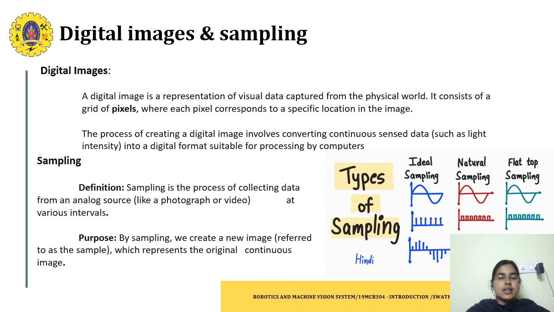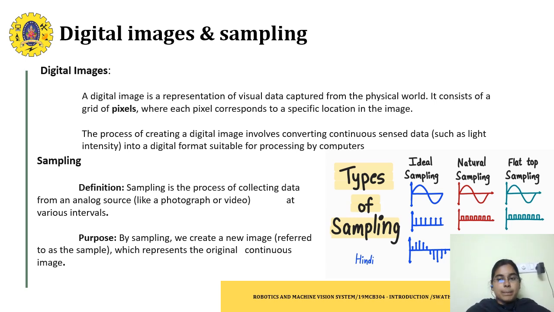The next one is digital images. A digital image is a representation of visual data captured from the physical world. It consists of a grid of pixels where each pixel corresponds to a specific location of the image. The process of creating a digital image involves converting continuous sensed data, that is analog data, such as light intensity, into a digital format suitable for processing by computers. So the digital image is nothing but the visual data. Now we are going to convert this continuous light into digital format.